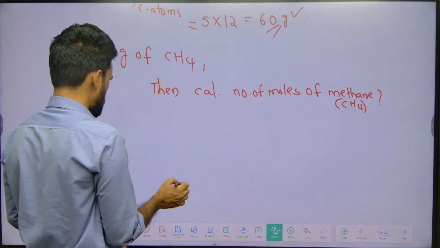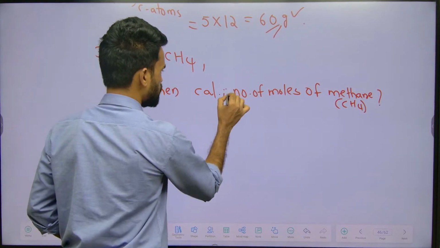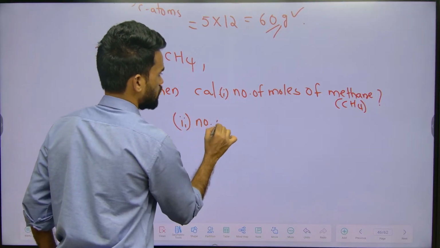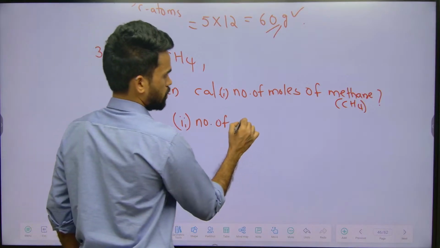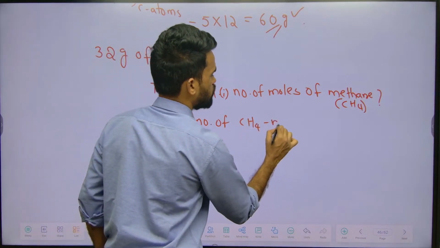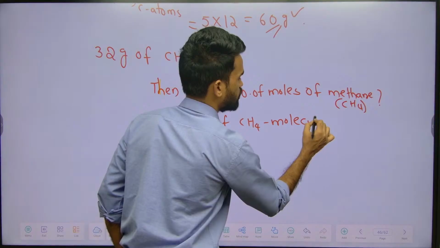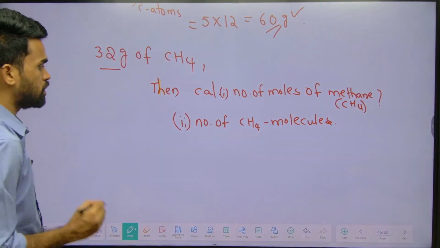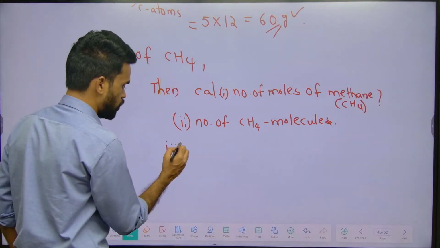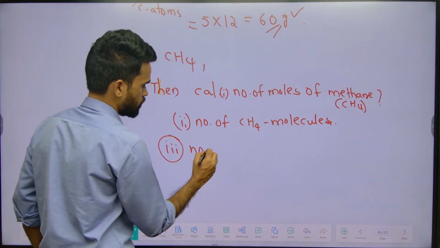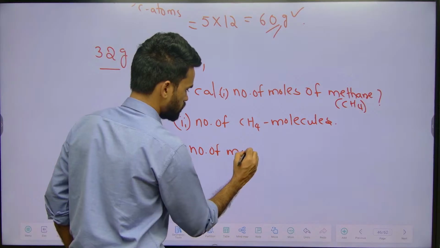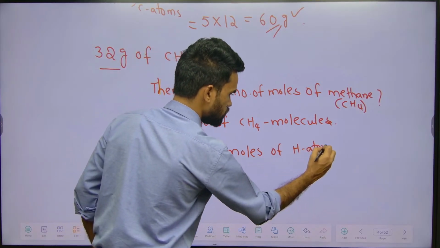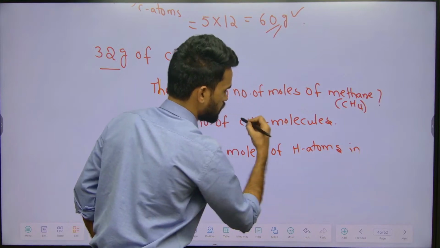And the next question: also calculate the number of methane molecules in this 32 grams of methane. And the next calculation, this is important: the number of moles of hydrogen atoms in the given substance.